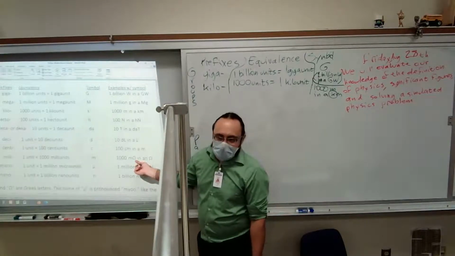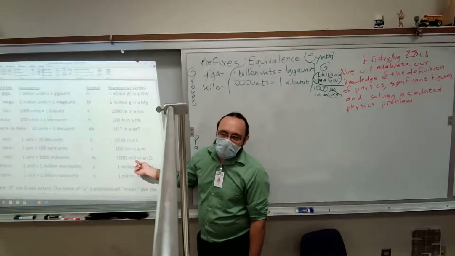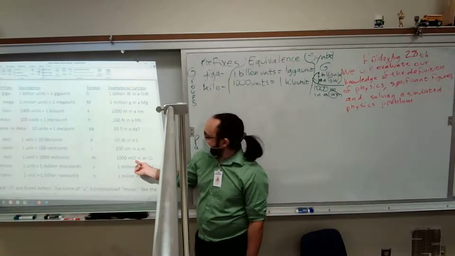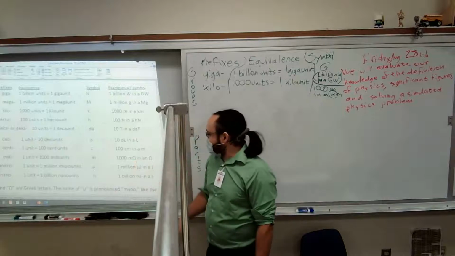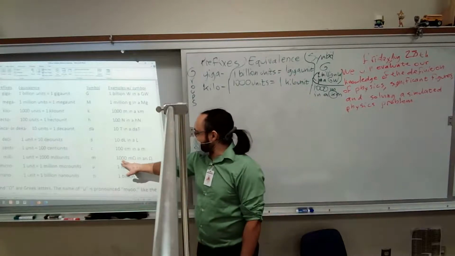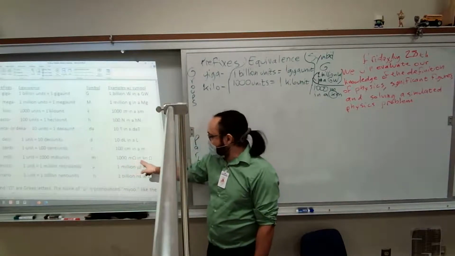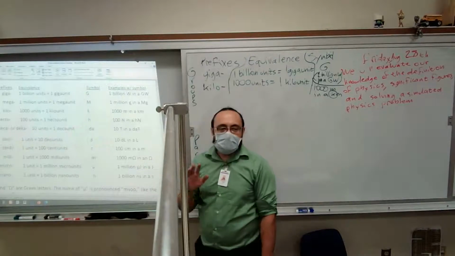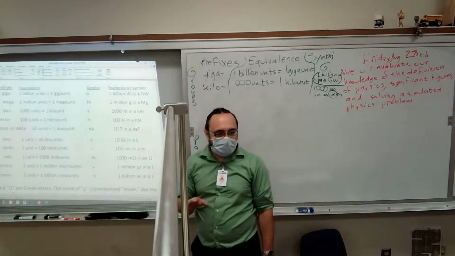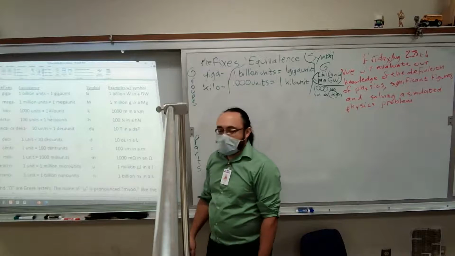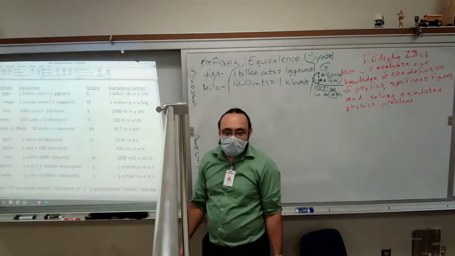It's a Greek letter omega, and ohm is the unit for resistance, electrical resistance. So there's 1,000 milliohms in an ohm. So 1 milliohm would be 1/1000th of an ohm. Like 1 millimeter, so 1/1000th of a meter.